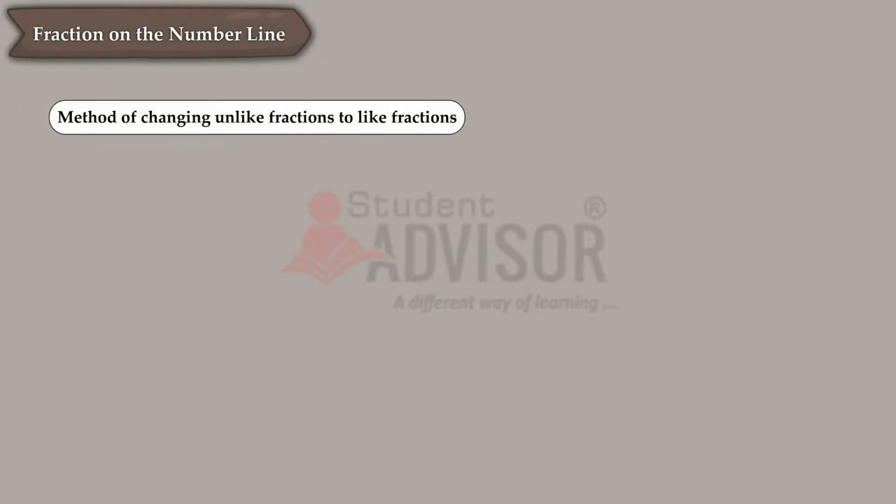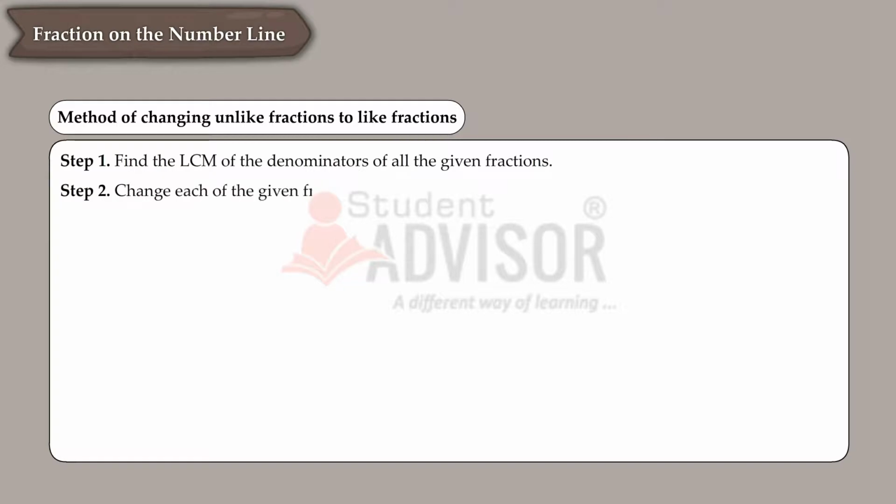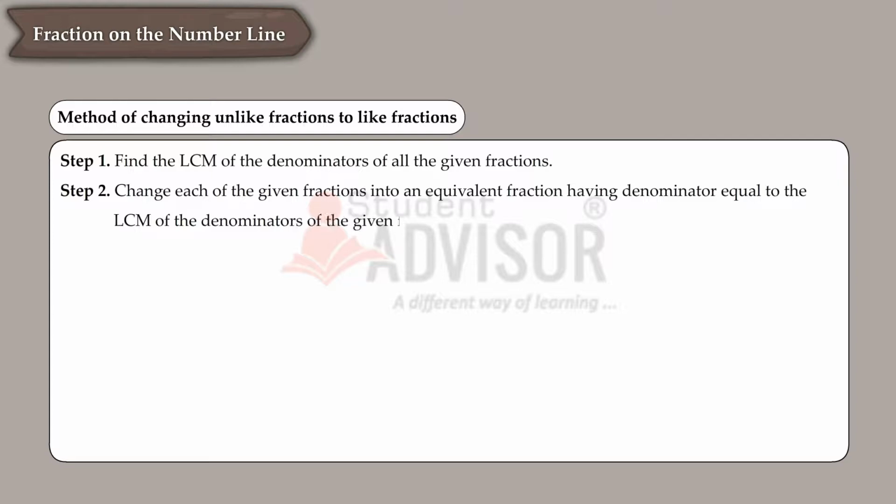Method of changing unlike fractions to like fractions. Step 1. Find the LCM of the denominators of all the given fractions. Step 2. Change each of the given fractions into an equivalent fraction having denominator equal to the LCM of the denominators of the given fractions. Study the given example.